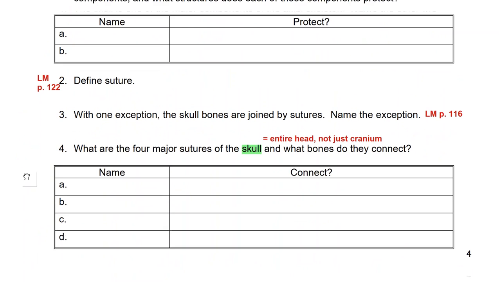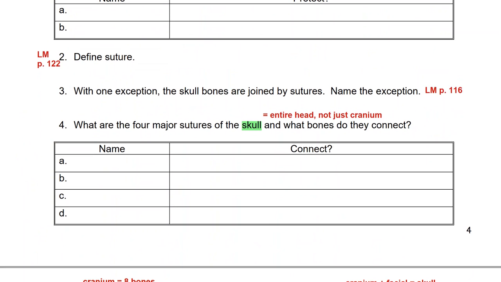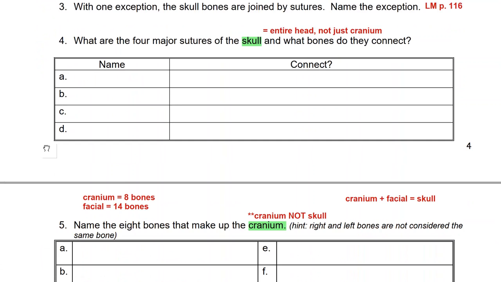Then you're going to go on to learn more information about the skull. So sutures are where two bones form a permanent link. So you can read all about sutures right through here. Pages 116 to 122 are both pages that'll be useful to you. Then the 4 major sutures of the skull are very clearly spelled out in your lab manual.